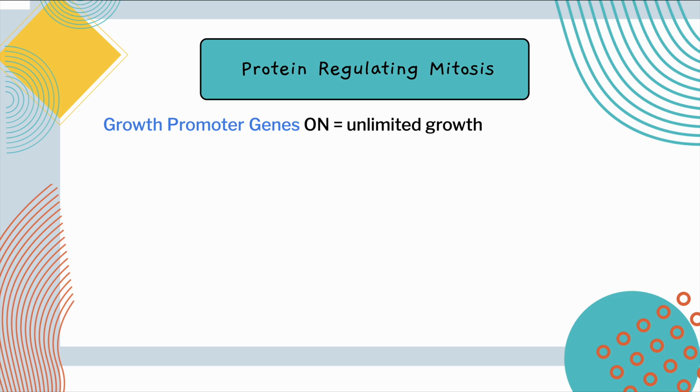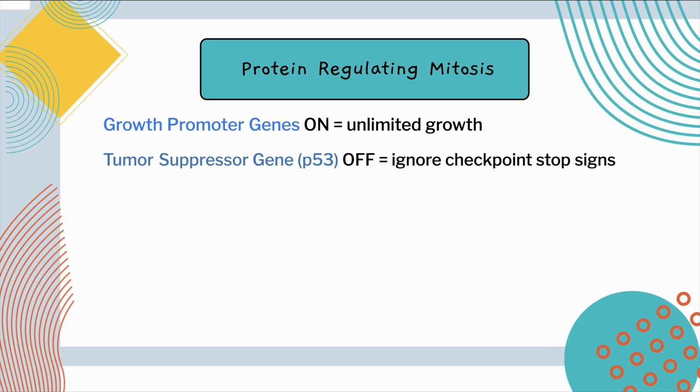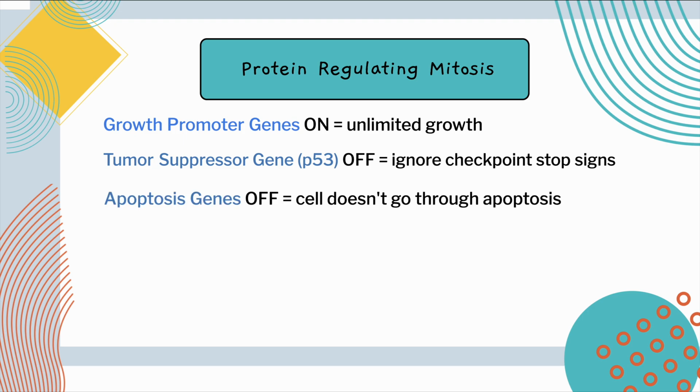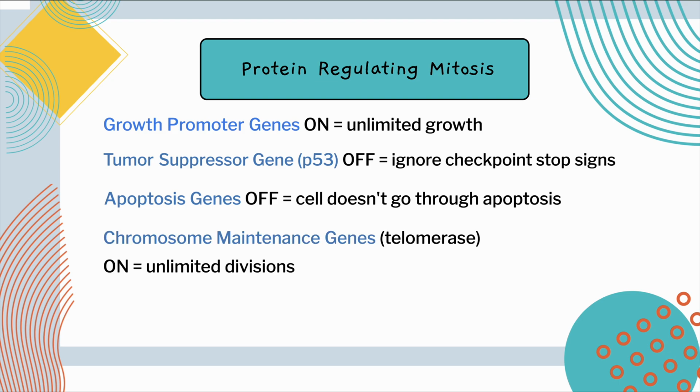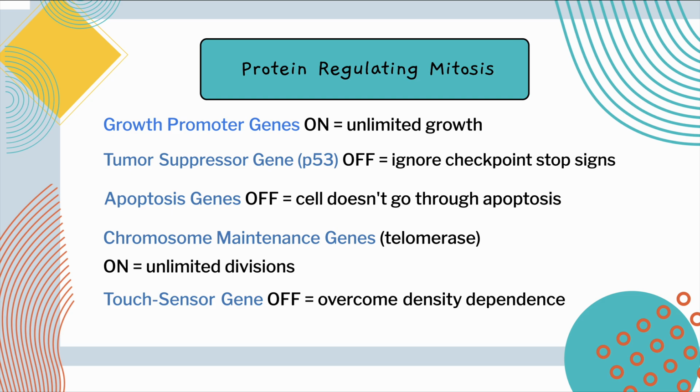When the growth hormone or growth promoter gene is on, it can result in unlimited growth. The tumor suppressor gene, known as P53, if it is off, it ignores the checkpoint stop signs. The apoptosis genes, if they are off, the cell doesn't go through apoptosis. Chromosome maintenance genes, known as telomerase, if on, allow unlimited divisions. The touch sensor gene, if it is off, overcomes density dependence.